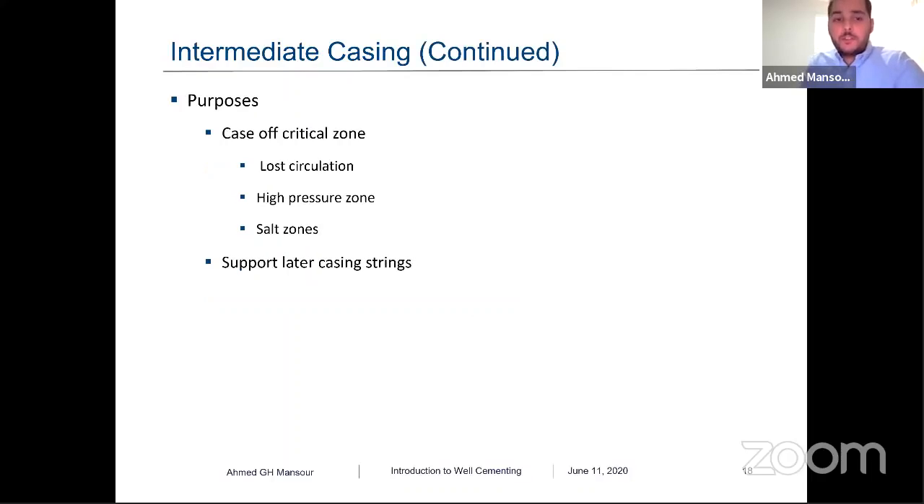Why we do cement for intermediate? For many reasons. For example, if you have salt zone area, you need to have cement, so you prevent any corrosion in future for the casing. If you're dealing with high pressure zone, you would like to isolate that zone with the cement. If you have lost circulation zone, you're gonna bump cement to isolate that lost circulation zone, as well to support later casing string, which is the production.